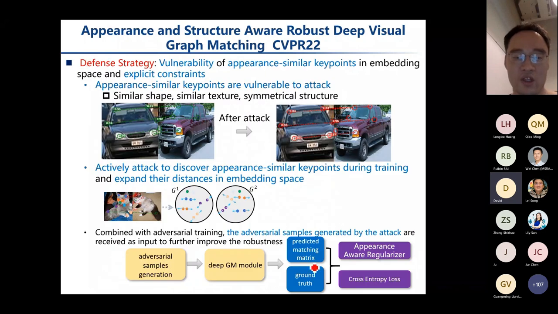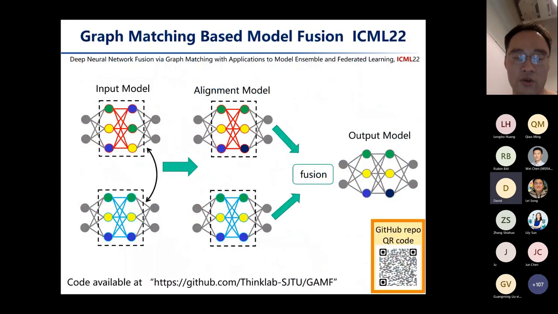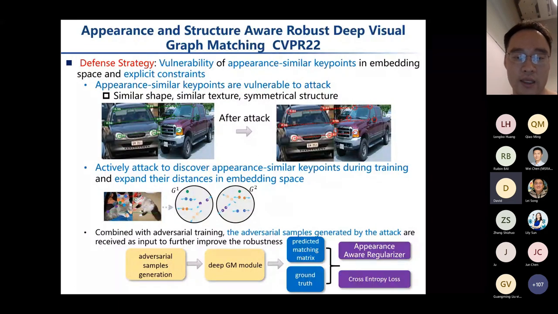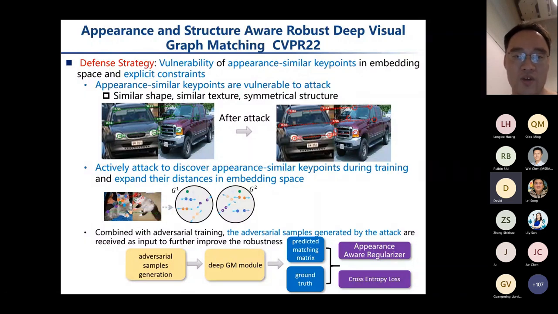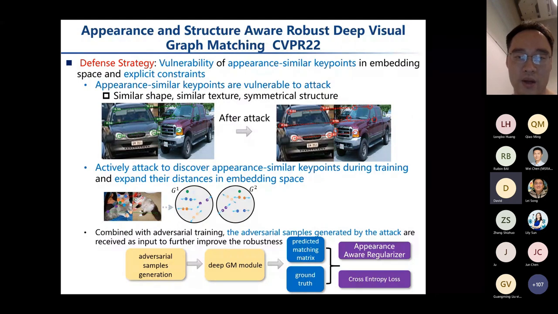So we devise our adversarial training mechanism to improve the robustness of the solver. And we think, at least in the visual graph matching domain, that will be useful. We even find our adversarial training scheme can improve the overall accuracy of the solver, even on clean data with no disturbance. And our work so far is the best solver in published papers this year.